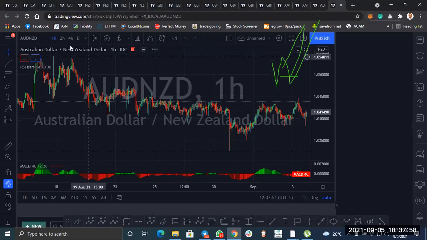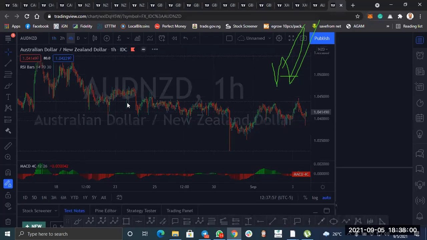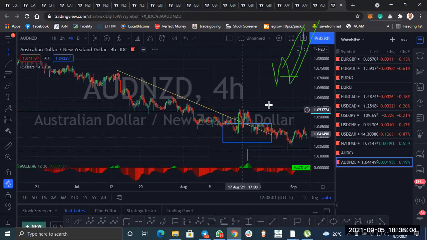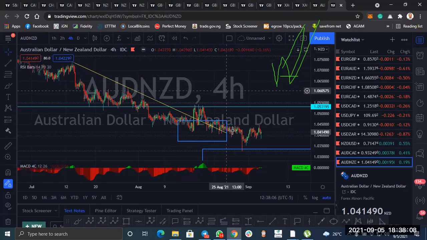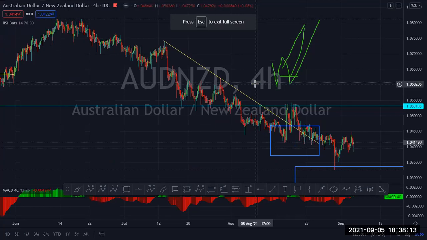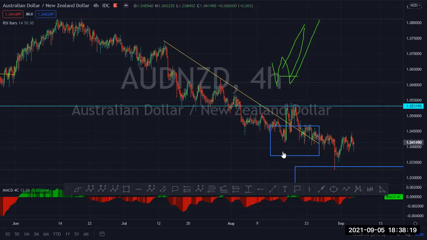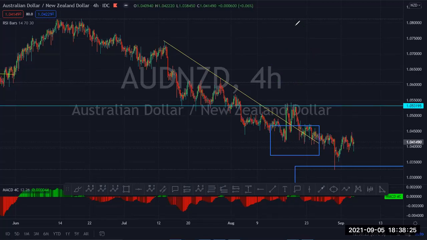AUD New Zealand. This pair, I don't really like the way it moves. And if you must trade this pair, your risk must be... This is my advice. If you must trade this pair, keep your risk low.